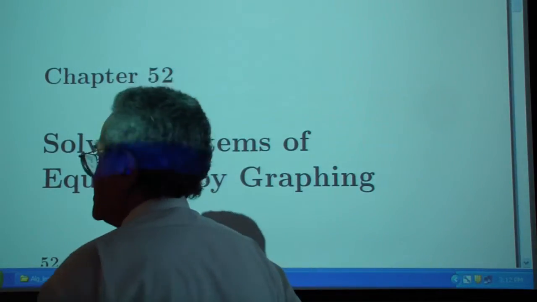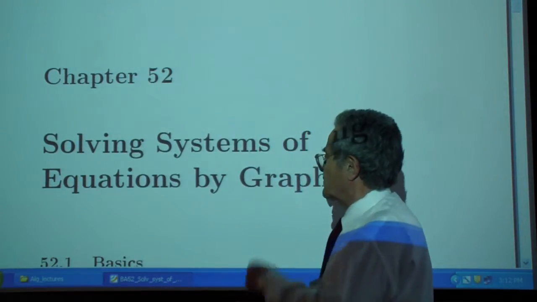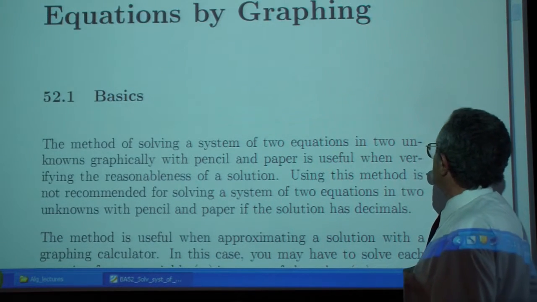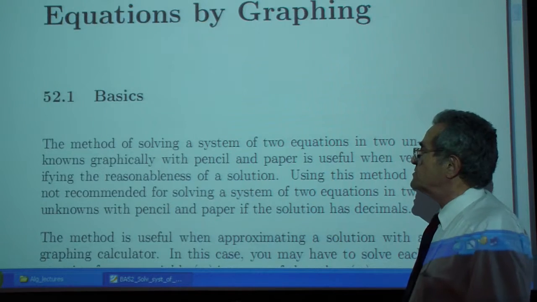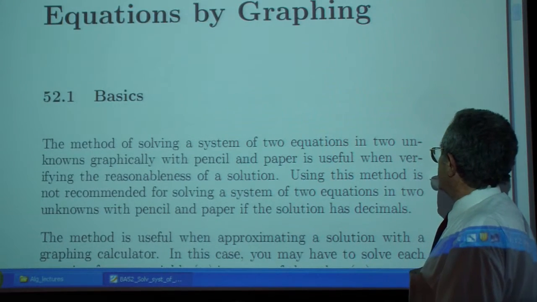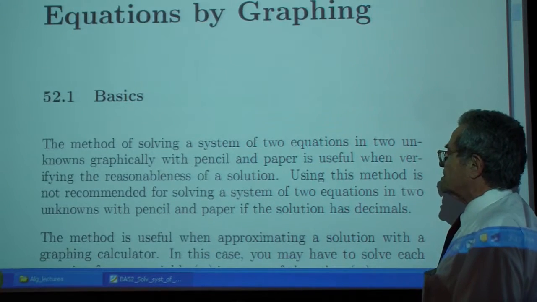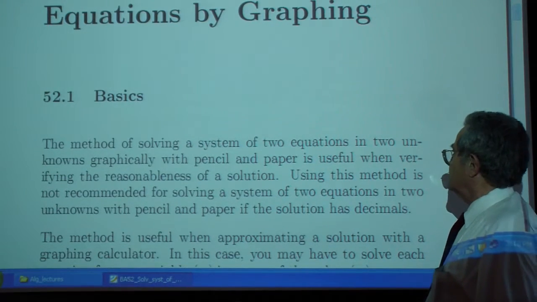Solving systems of equations by graphing, chapter 52. The method of solving a system of two equations and two unknowns graphically with pencil and paper is useful when verifying the reasonableness of a solution.